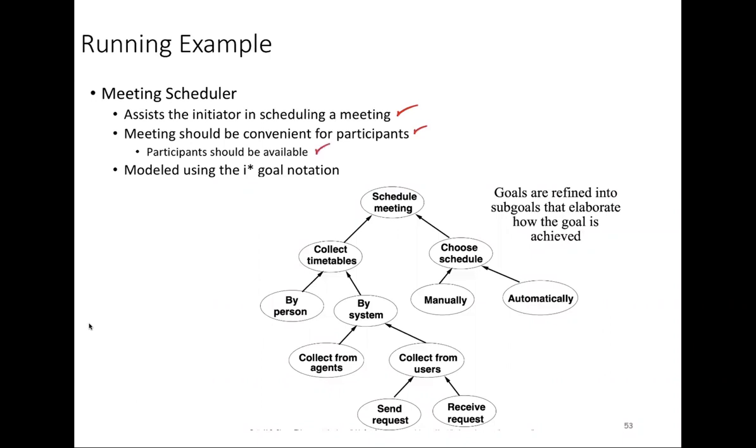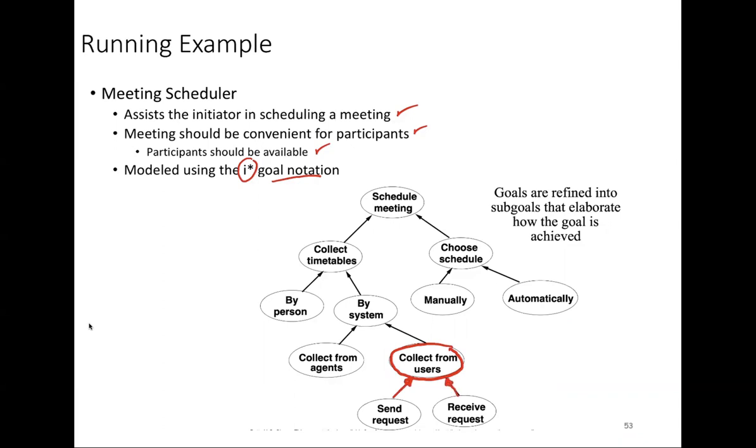In the goal modeling, we're going to use the i-star notation, which is the commonly used goal notation. So in this figure, we can see that goals are refined into sub-goals which elaborate how the goal is achieved. For example, if we'd like to achieve a goal which is collect information from user, how is this done? Either by sending requests and receiving requests from the users.